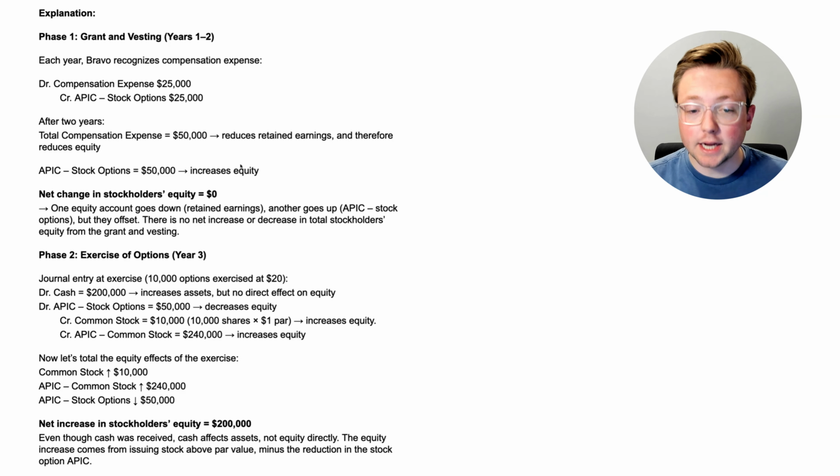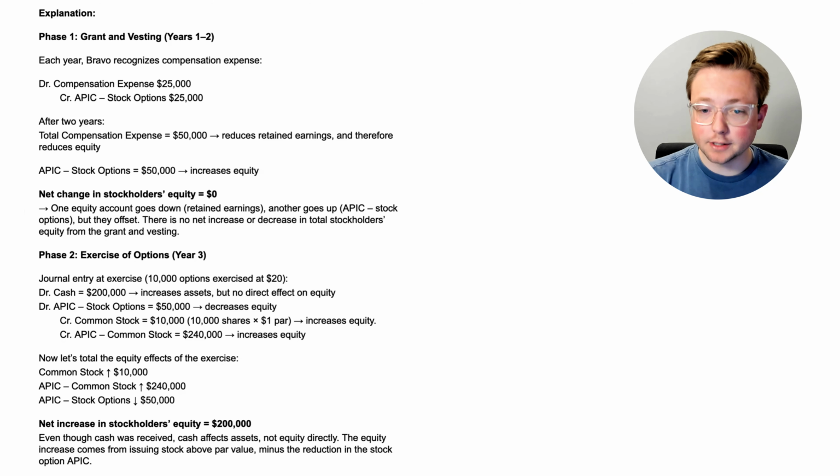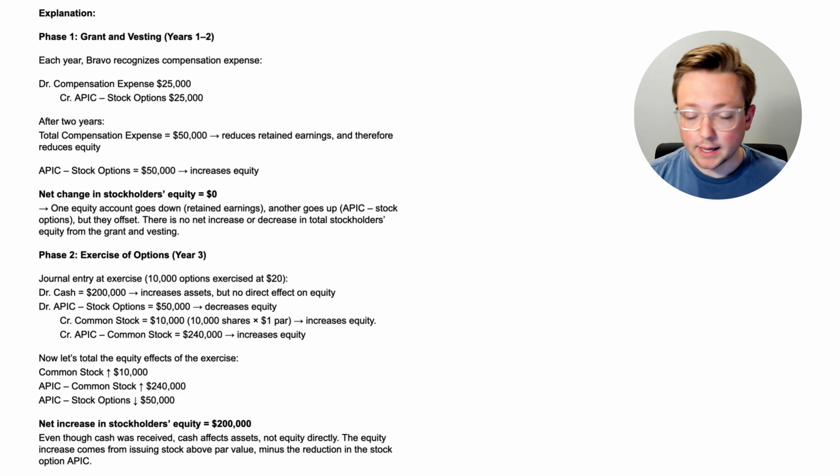So the net change in stockholders' equity from these journal entries is 0. The stockholders' equity doesn't change overall from this. One equity account goes down, which is the retained earnings, and another one goes up, which is the APIC stock options, but they offset. There's no net increase or decrease in total stockholders' equity from the grant and the vesting. So over the first 2 years, stockholders' equity doesn't change specifically from the grant and from the vesting. So now let's go to phase 2.